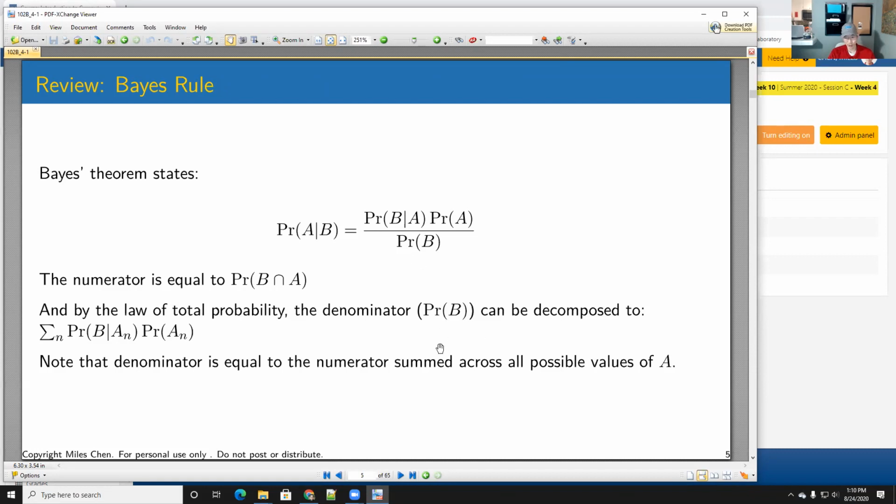So I'm hoping this all looks familiar as far as remembering the rules of probability from either Stats 100A or Math 170, whatever letter it is. Okay. And so this denominator is equal to the numerator summed across all possible values that A can take on.